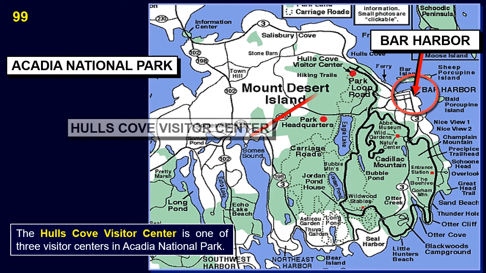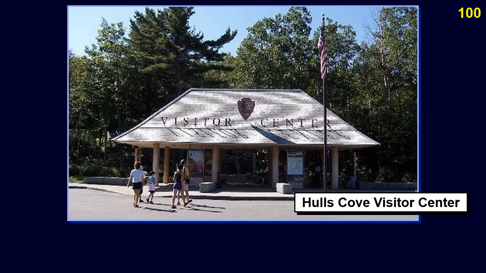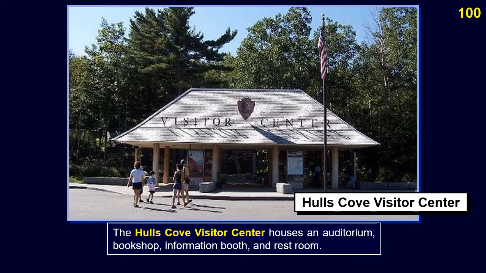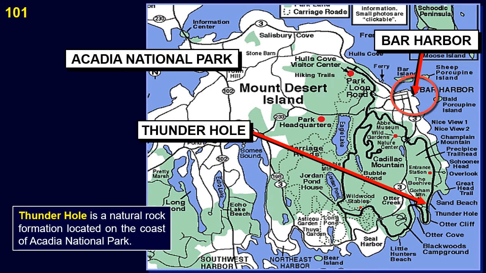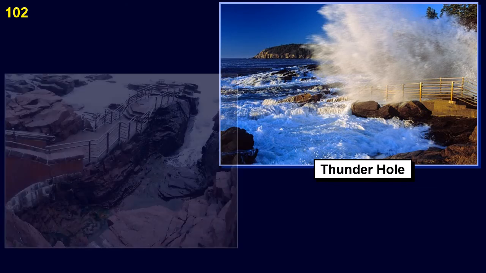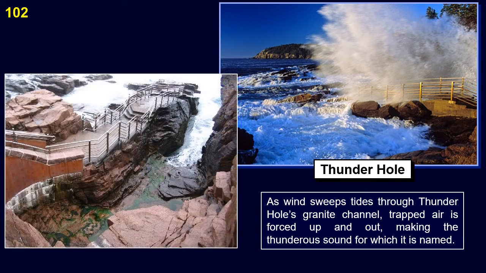The Hulls Cove Visitor Center is one of 3 visitor centers in Acadia National Park. The Hulls Cove Visitor Center houses an auditorium, bookshop, information booth, and restroom. Thunder Hole is a natural rock formation located on the coast of Acadia National Park. As wind sweeps tides through Thunder Hole's granite channel, trapped air is forced up and out, making the thunderous sound for which it is named.